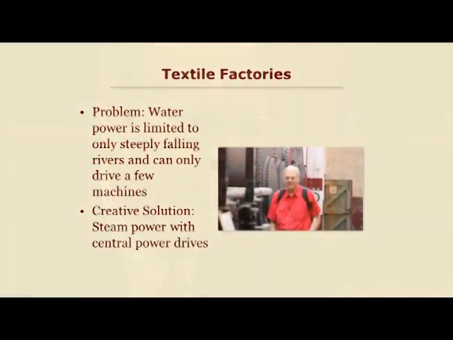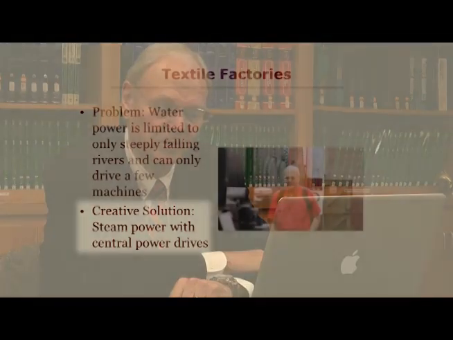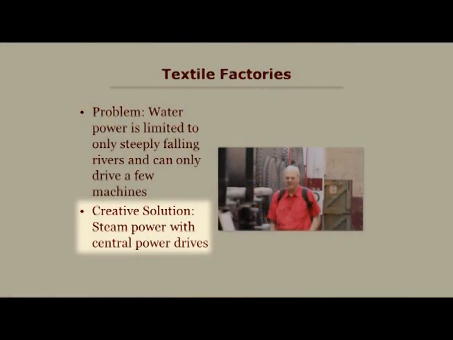Here was a problem in those factories. The water power was limited only to steeply falling rivers because they needed enough energy gained from the potential energy of the water to drive the factories. They had to think of some other way to get energy because there just weren't enough streams to do that. Here in the Arkwright factory, they quickly ran out of enough water power. They needed to do something else. And so what they did is they went to steam power.